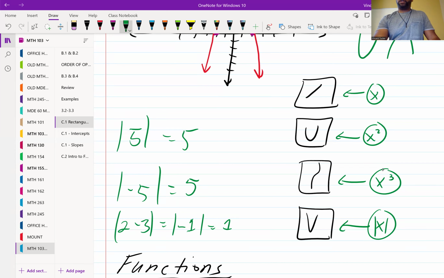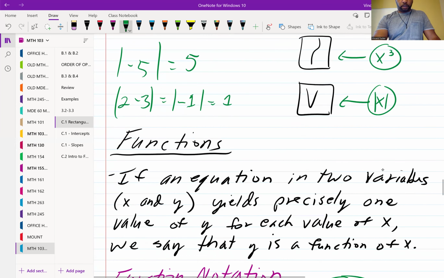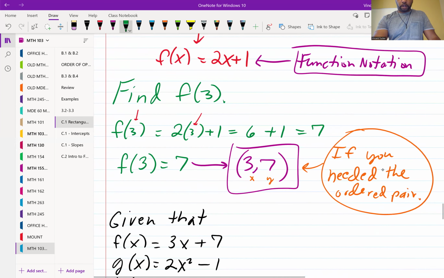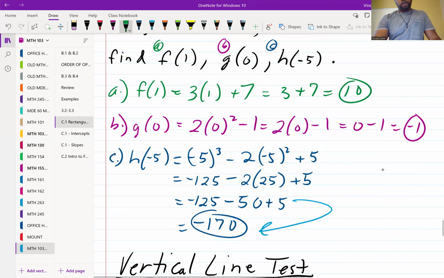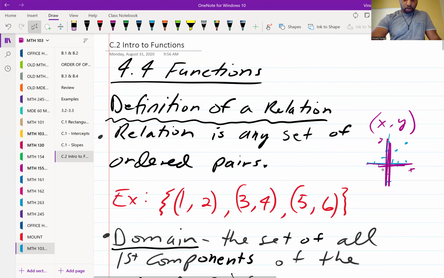Questions. That's really good. You don't do functions yet. I didn't know I had that at the bottom of this section. That's actually what we're going to do here.